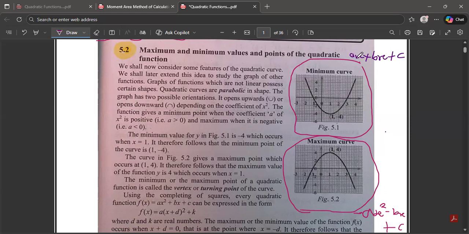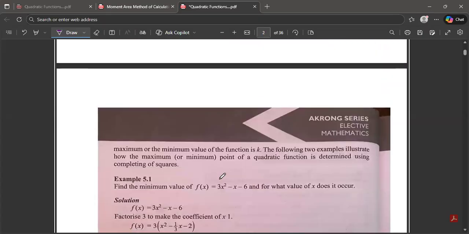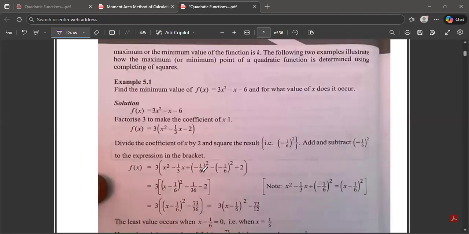So if the coefficient of x squared is positive, it shows that the graph is going to be minimum. And if the coefficient of x squared is negative, it shows that the graph is going to be a maximum graph. And the vertex you were talking about is just the turning point. The turning point occurs at x equals negative b over 2a. Do you understand me?